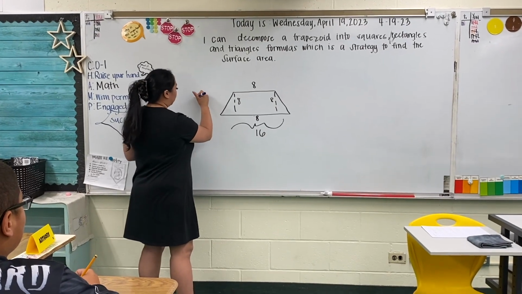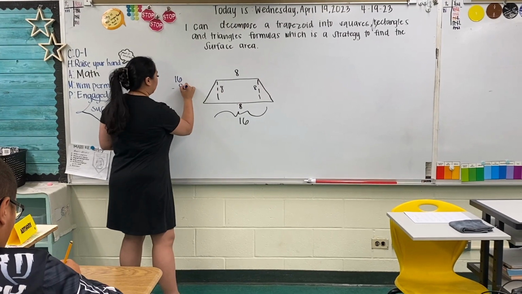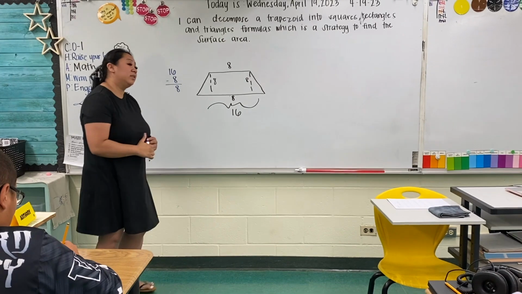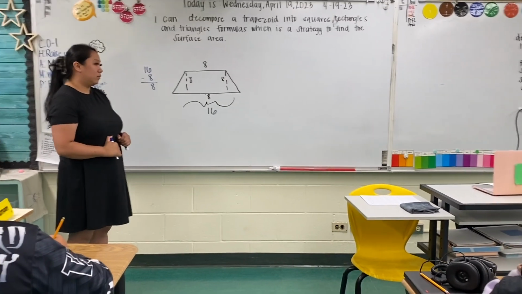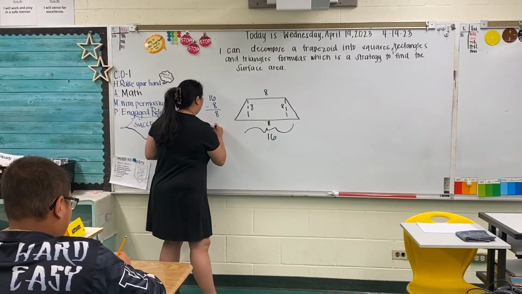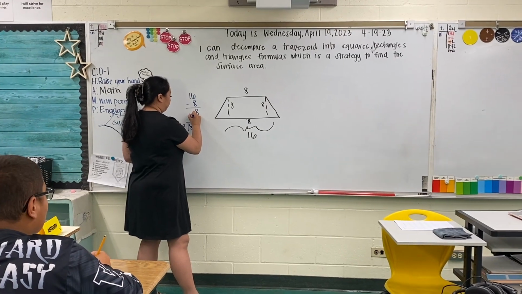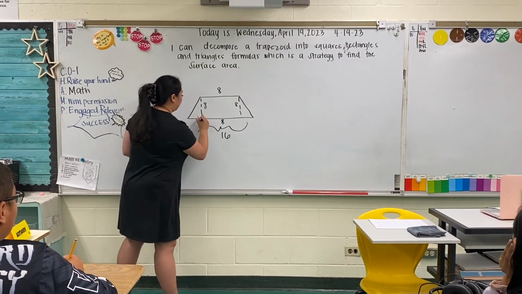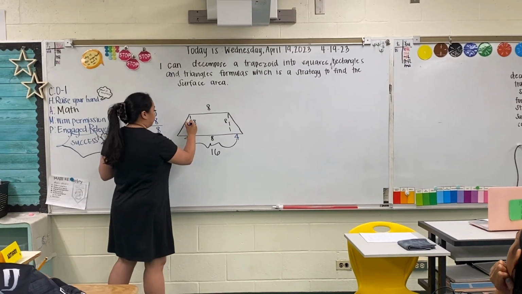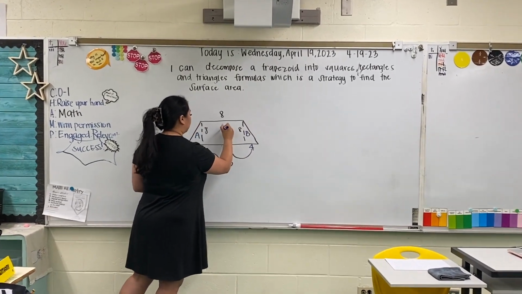Good. 4. So Wendell says 16 minus 8 equals 8, 8 divided by 2. Why are we dividing it by 2? Because the triangles are 1/2 of a square. Good. So 8 divided by 2 is 4. Good. And this would be my triangle. Okay. Triangle A, B and C.